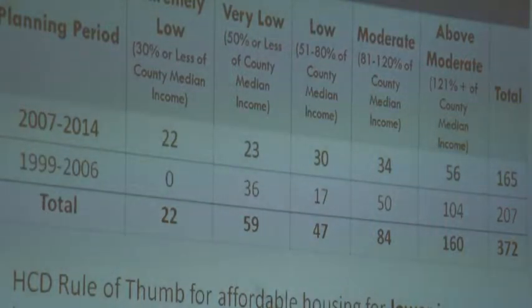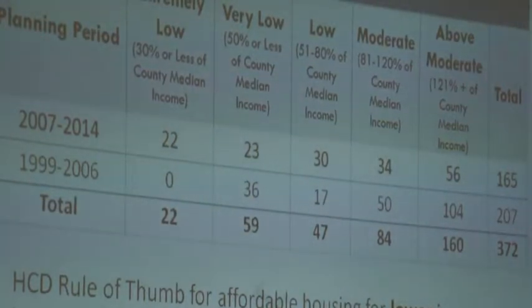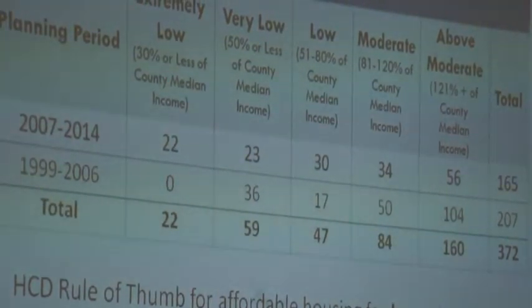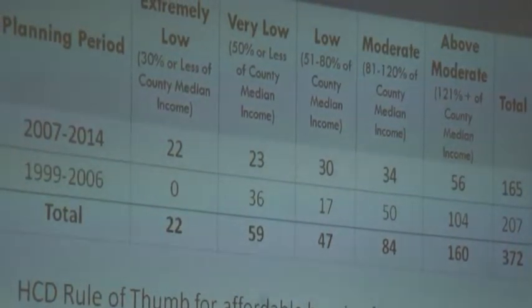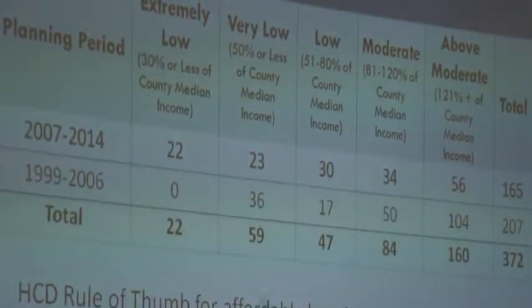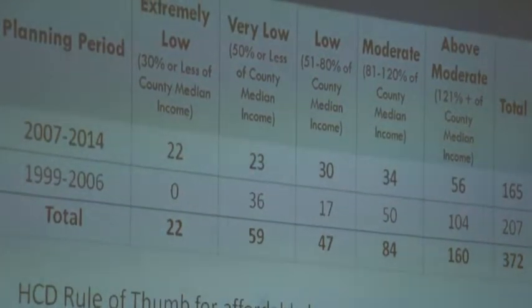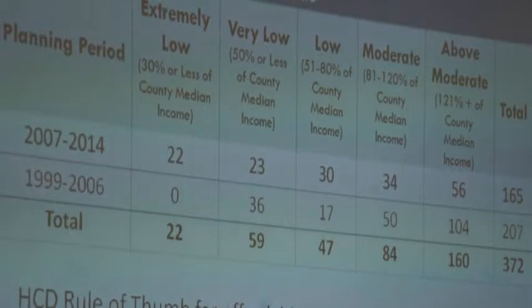So the moderate income, in terms of income, is 80% of median up to 120%. Low is 50 to 80 basically, and then very low is everything under 50. And then there's a new category that's been developed in recent years, which is extremely low, which is 30%.